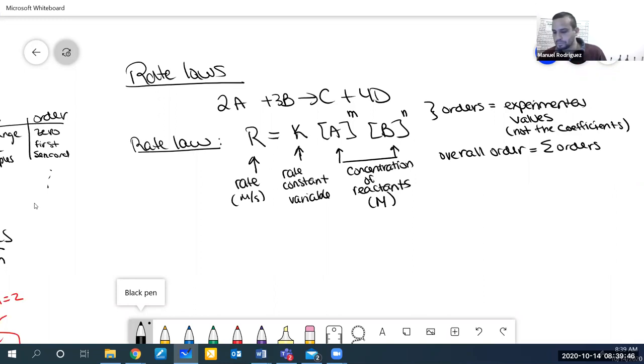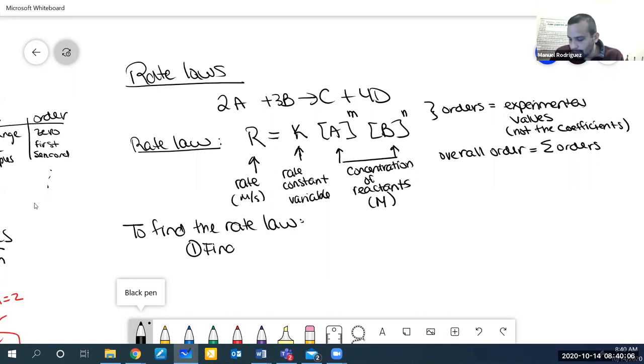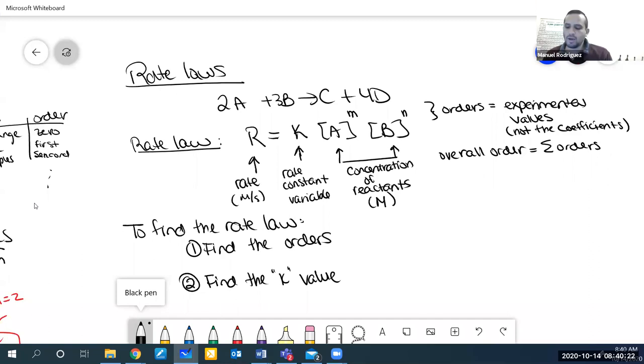Most of the problems that you would get in this part have to do with finding the rate law of a reaction. To find the rate law, you have to do two things. One, you need to find the orders, and two, you need to find the K value. You will see a bunch of problems that ask you to find the rate law for the following reaction. Basically what they're asking you to do is to find the orders, so the values of M and N, and to find the K value. K values for the most part are fairly easy to find. The ones that are a little bit harder to find are going to be the orders M and N.